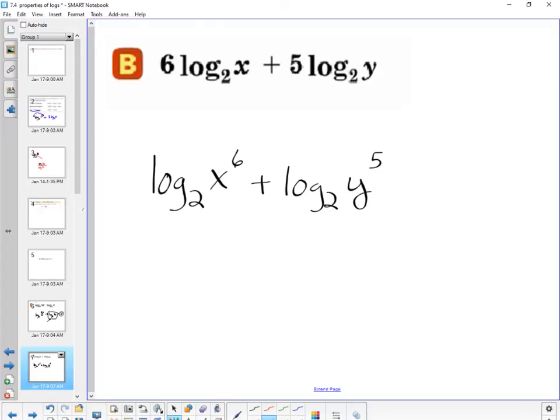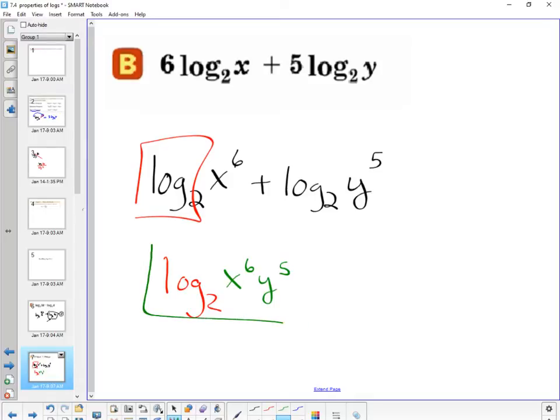Okay, this is the sum of two logs. I can rewrite them as a product. As a product, correct? So my log base is going to be the same. And now I have the product of x to the 6th times y to the 5th. And there it is. Right? Just slop them together.